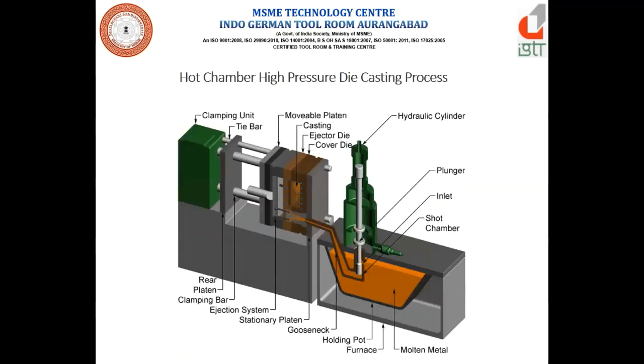So this is a typical schematic drawing of a hot chamber machine. The hydraulic cylinder is shown in this image. The plunger is there. A furnace is shown, which is a part of our machine. Molten metal. The plunger pushes the molten metal into the die, and after the cooling process is over, the part is ejected and removed from the die.